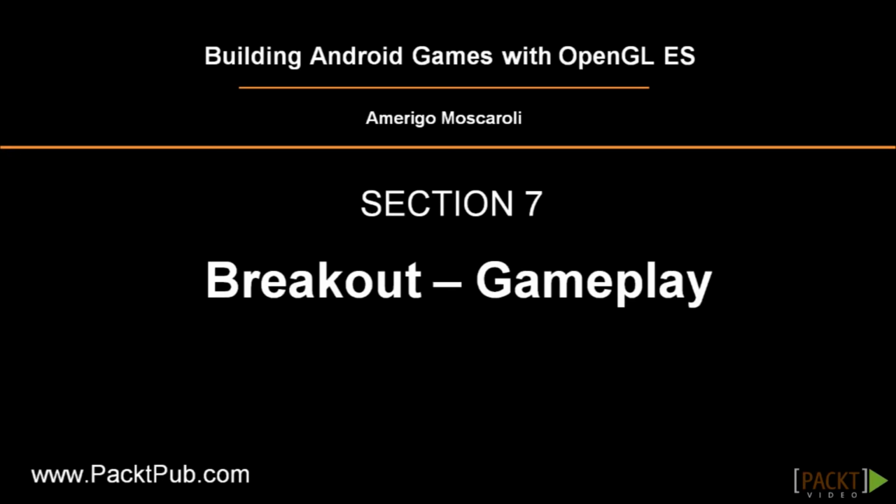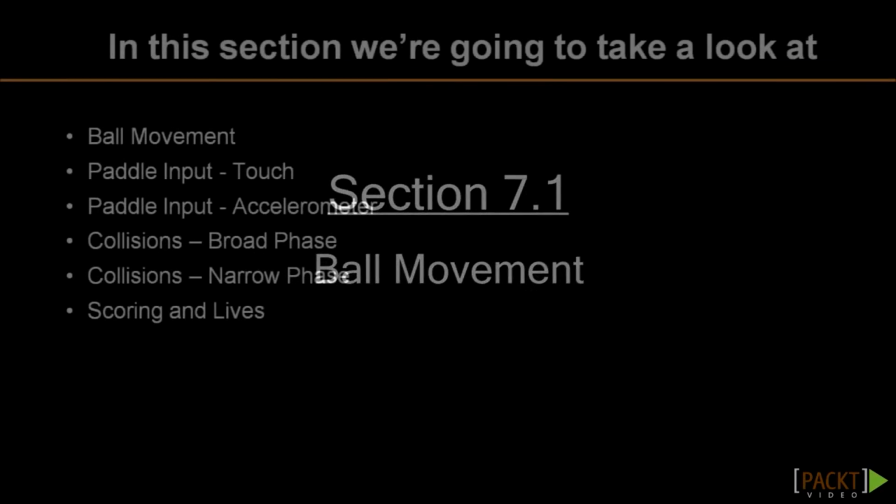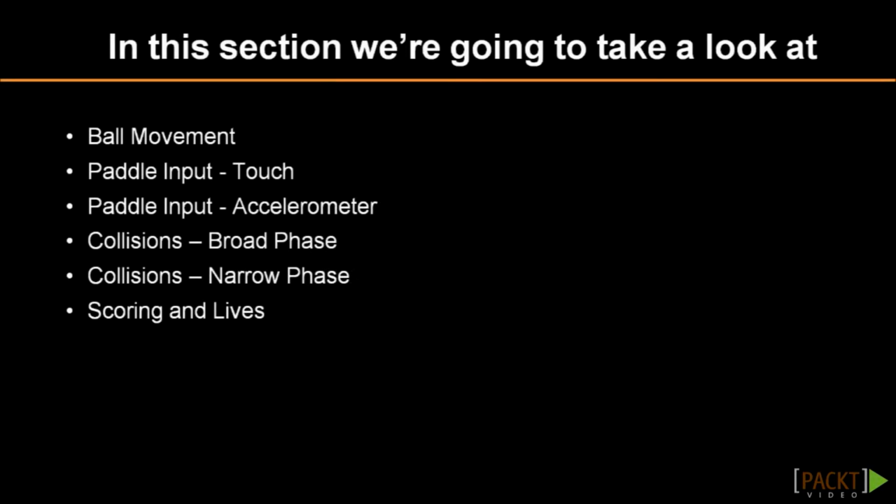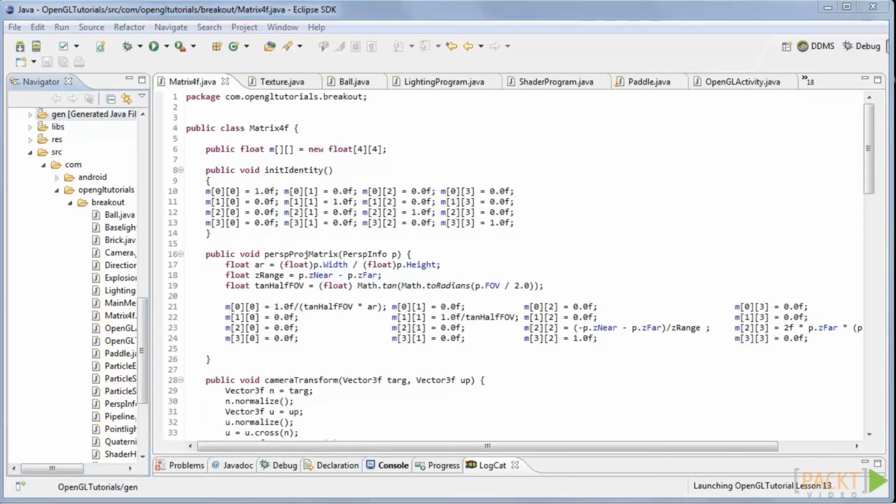Hello everyone, welcome to section 7 entitled Breakout Gameplay. During this section we are going to cover the main gameplay of our game. In the first video we are going to begin with the ball movement. Since we already have the code in place to move the ball, all we have to do is alter the boolean that we have already defined.